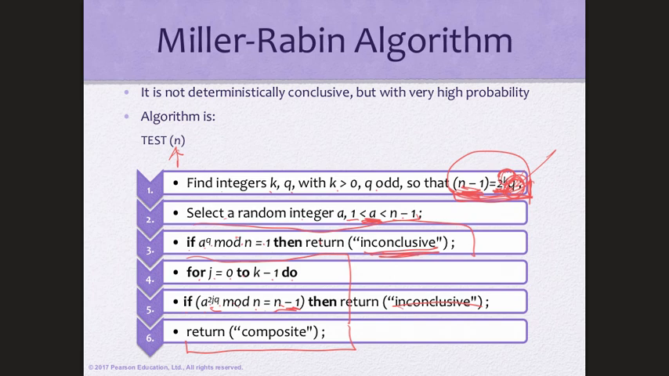Then you already figured out q. Now take that random a that you selected, raise it to the power q, and then calculate this mod n. If this is equal to 1, then you know that it's not composite, but you don't know.